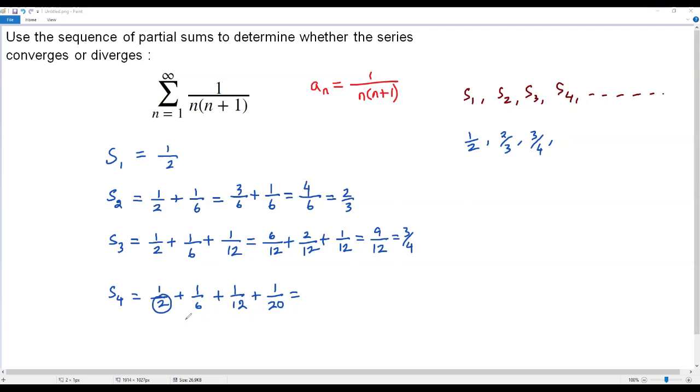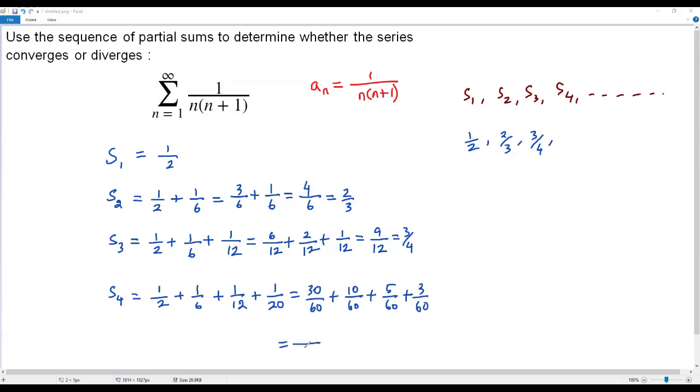So we have to make each denominator 60. To make the denominator here 60, I have to multiply both numerator and denominator by 30. Then I'm getting 30 over 60 positive. Here I have to multiply by 10, then I'm getting 10 over 60. Here I have to multiply by 5, then I'm getting 5 over 60. And here I have to multiply by 3, I'm getting 3 over 60.